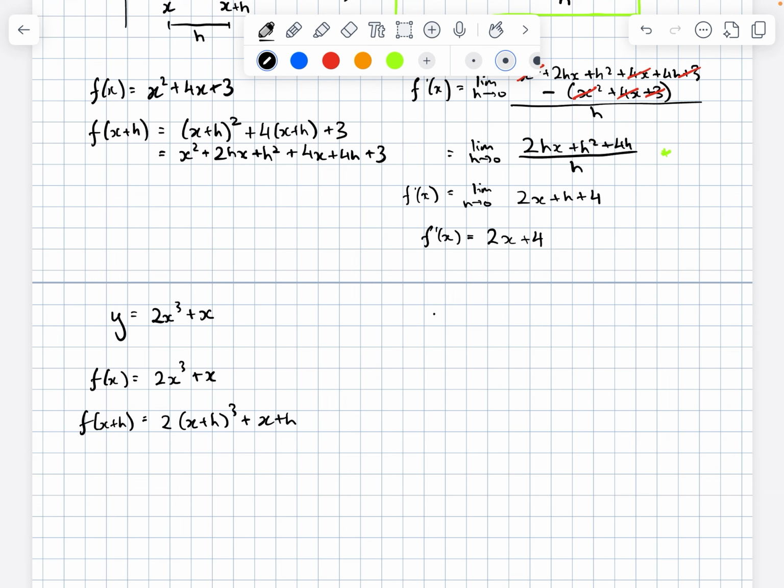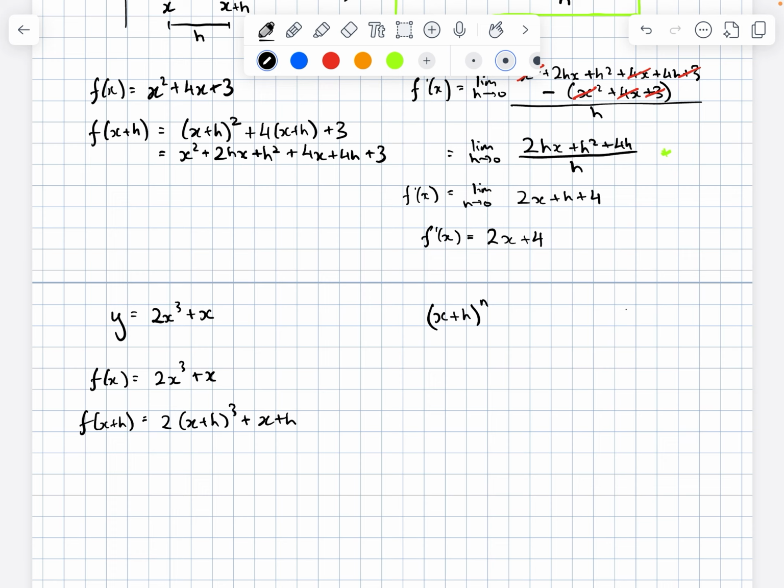Now, the x plus h all cubed is a little bit more of a hassle to expand, but there are some rules that we can learn to help us out. And the rule to expand anything that looks like this, so x plus h to the power of n, where n could be 0, 1, 2, 3, follows something called Pascal's triangle.